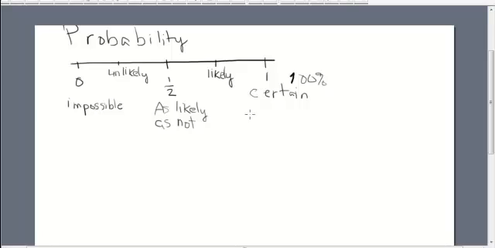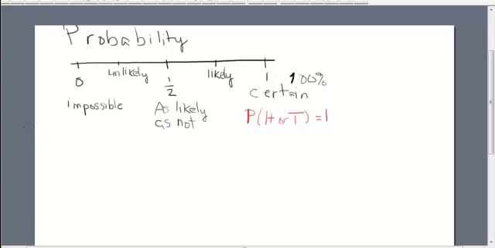An example would be with flipping a coin. If I flip a coin, what is the probability that I will get either heads or tails? Well, since one of the two has to happen, my probability would be 1, or 100%. Definitely going to happen.